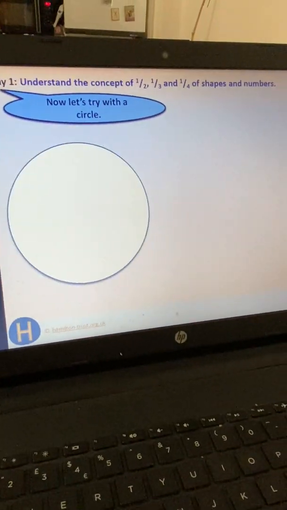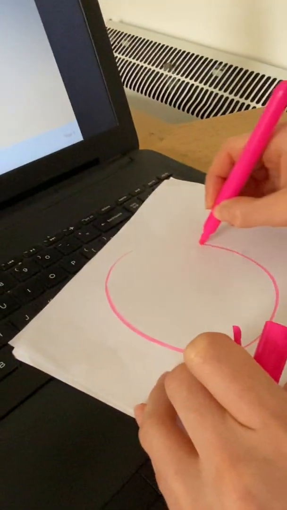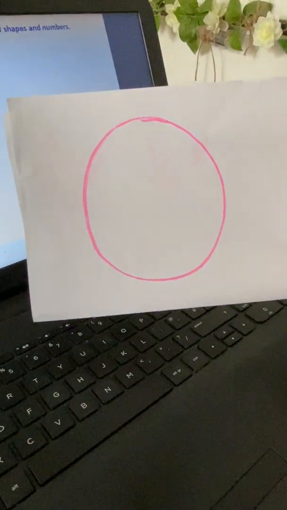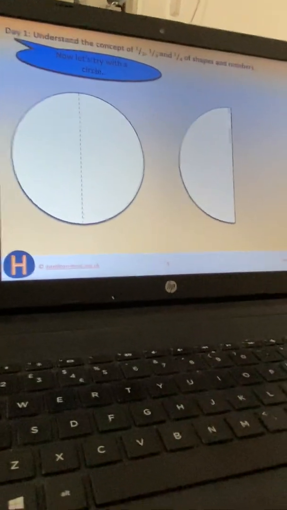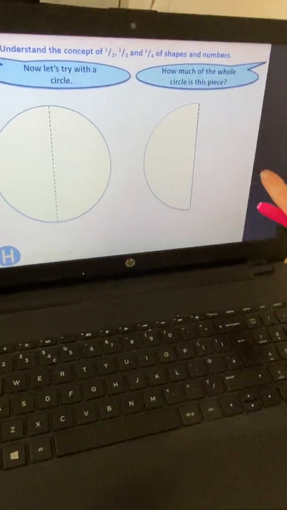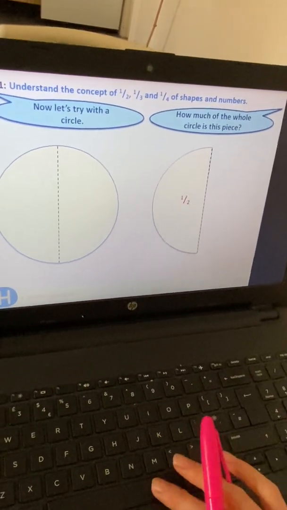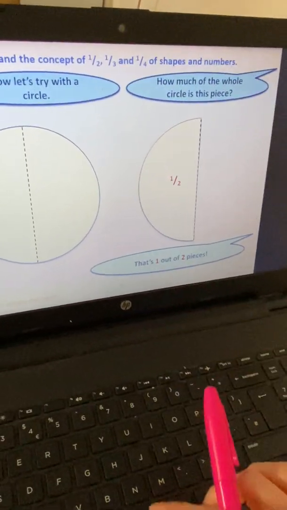Then let's try another one with a circle. So you'd get a piece of paper, draw quite a nice rounded circle on it like so. Cut the circle out with an adult, and then you're going to simply fold it in half again and then cut down the middle, okay? So there's half a circle, okay? And again, you'd write half like that, okay? How much of the whole circle is this piece? 1 part of 2, so it's 1/2. Okay, that's 1 out of 2 pieces.